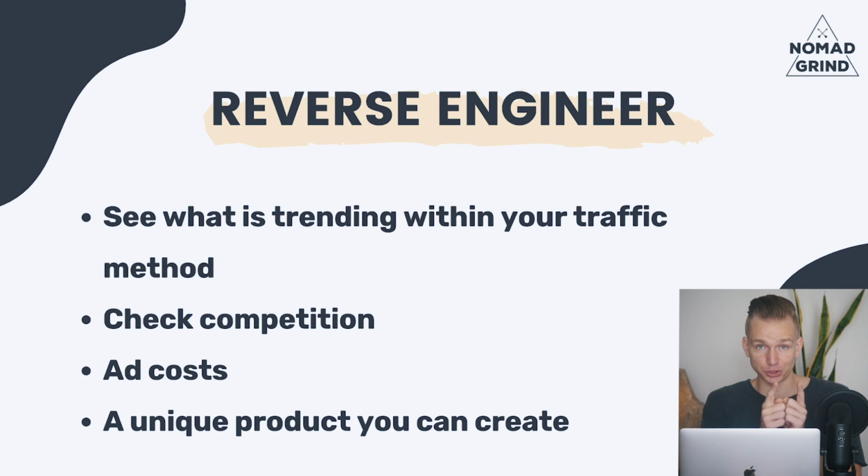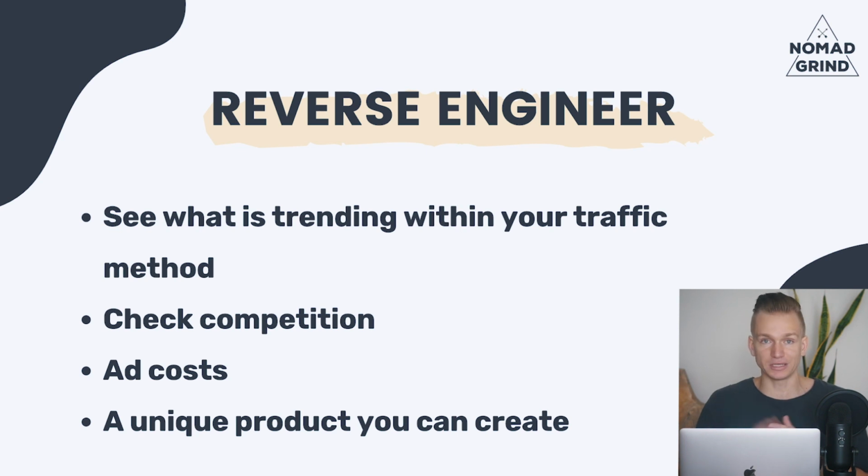Now when it comes to the actual reverse engineering, first of all, as I said, you choose the method for how you're going to drive traffic, and then you want to see what exactly is trending within your traffic method. So you find some niches that are trending within the traffic method, and then the next step, you want to check out what the competition is. Just go on Google, type in your niche and see what's out there.